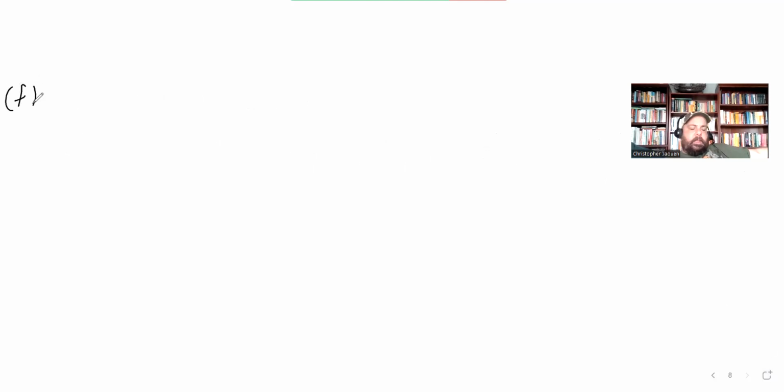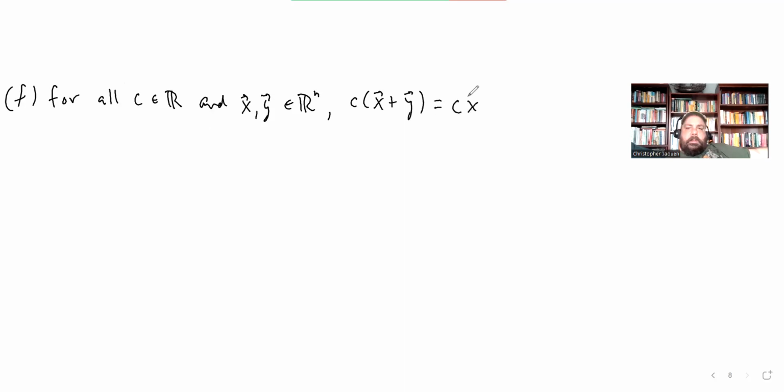Letter F, which I guess I'll do on the next page, says for all c in R and x, y in Rn, c times x plus y equals cx plus cy.